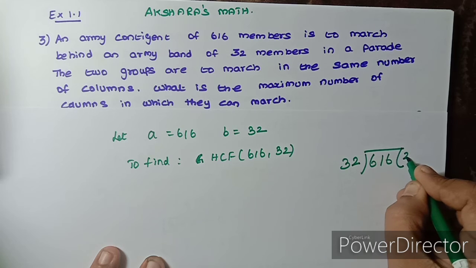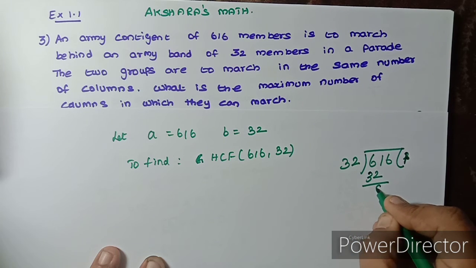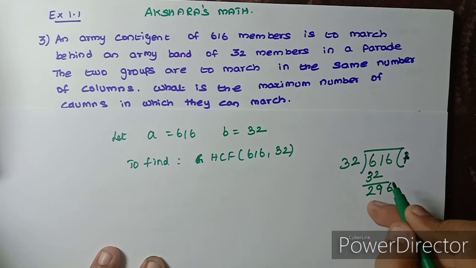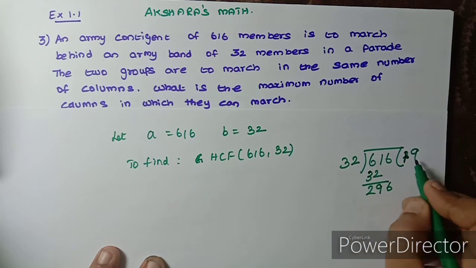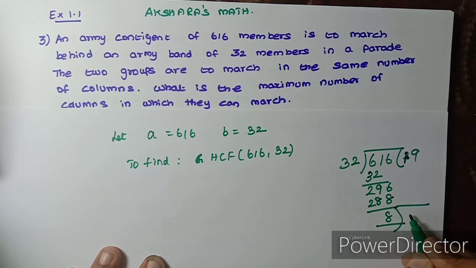What is this? 2 times 64, so I'll get only 1 time. 32. The remainder is 296. 3 9s are 27, 29 is here, so 9 I will put. 9 2s are 18, 9 3s are 27 plus 1, 28, 288, the remainder is 8. Now again I divide this remainder and this 32. What will I get? 8 into 4 is 32, the remainder is 0. I have completed my division process.